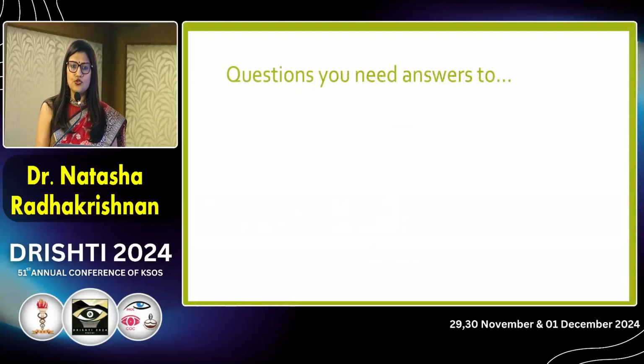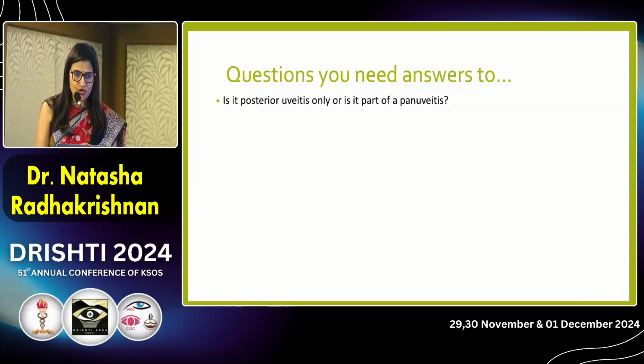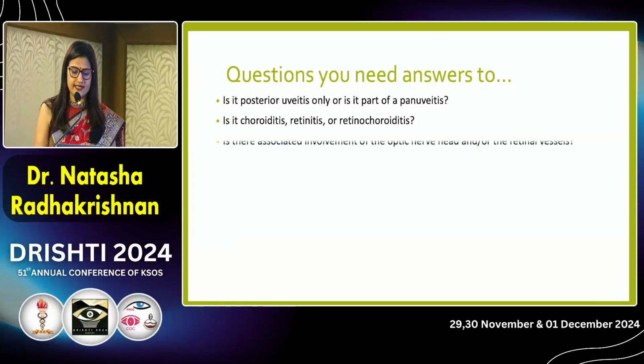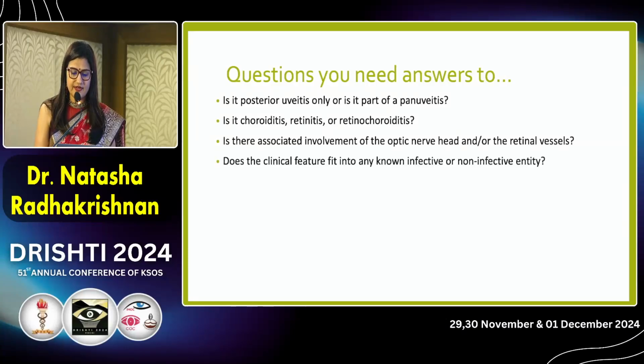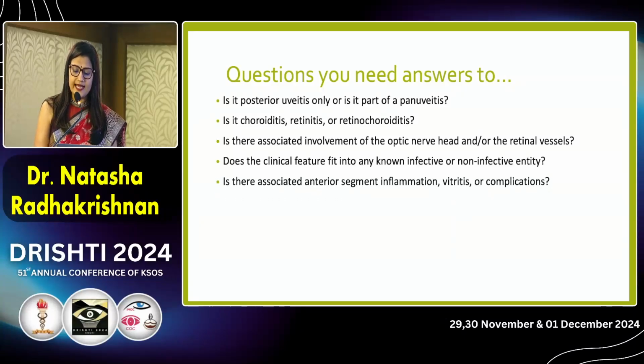Now, what questions do you need answers to when you see the patient? One, is it posterior uveitis alone or is it a part of pan uveitis? So how inflamed is the anterior segment? Is it a choroiditis primarily, or is it a retinitis, or is it a retinochoroiditis? Is there associated involvement of the optic nerve head, associated involvement of the retinal vessels? Once you have done all this, does the clinical feature fit into any known infective or non-infective entity? Is there associated anterior segment inflammation, vitritis, or any complications that have come in from the disease being there for some time?